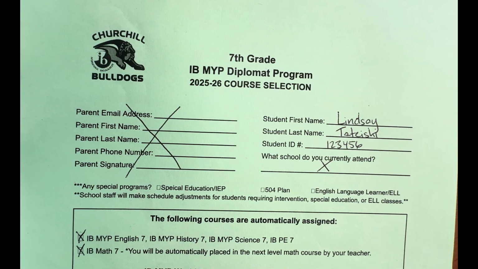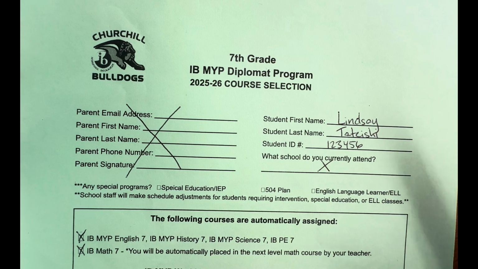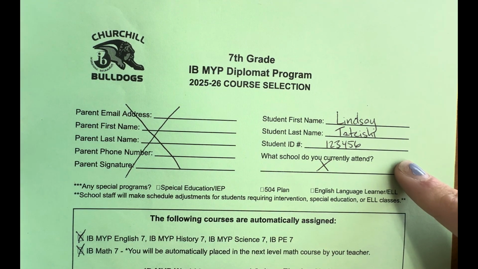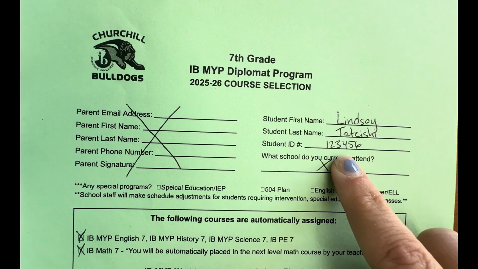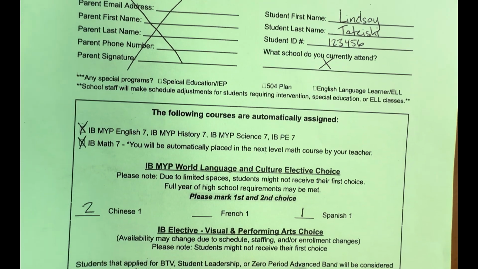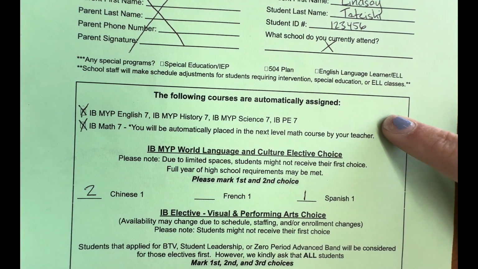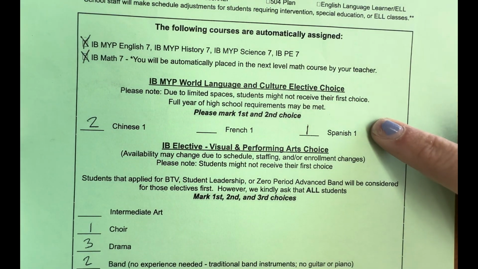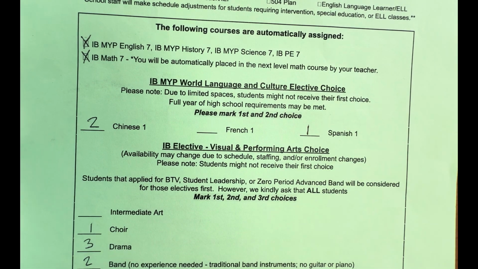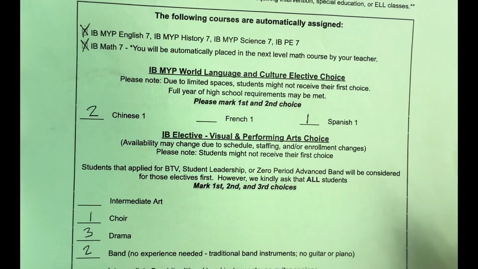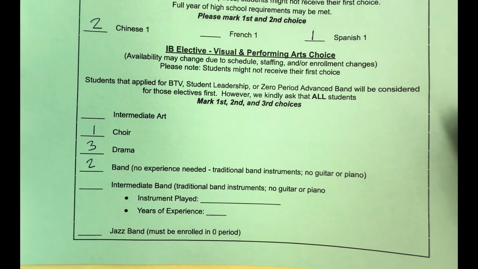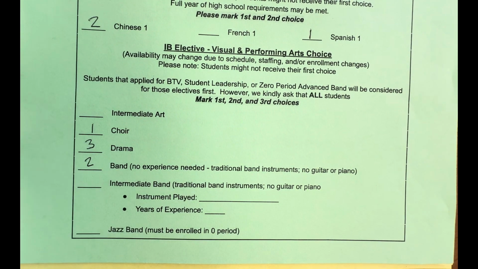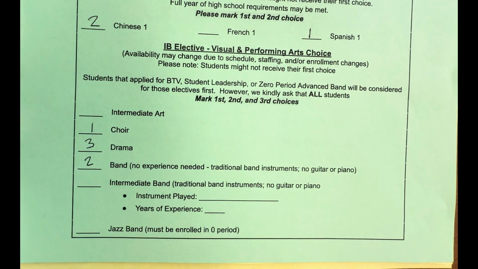Once you think you are finished, I want you to double check. Did you fill out the top portion? Can it be easily read? Did you remember your student ID number? Did you mark off your automatically assigned courses? If required, did you select a first and second choice for your world language? And for all students, regardless of program, did you fill out for your elective a first, second, and third choice, not including those online applications?